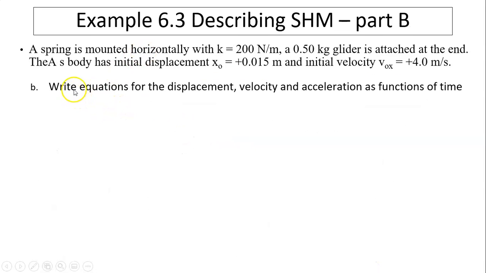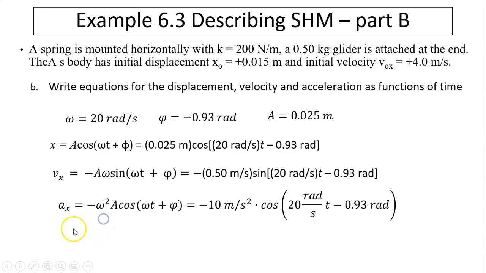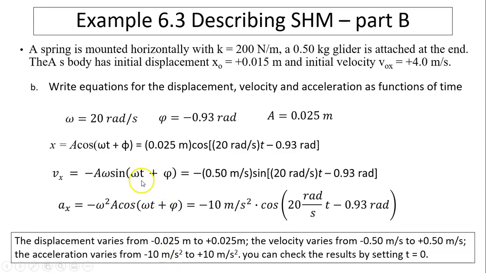Okay, part 2, we need to write equations for displacement, velocity, and acceleration. Here are the conditions we know. So x equals A cosine omega t, simply substitute the given quantities. And here is v, and here is a. So what does this tell us? The displacement varies from positive 0.025 to negative 0.025. v_x varies from negative 0.5 to positive 0.5, and a_x varies from negative 10 to positive 10.